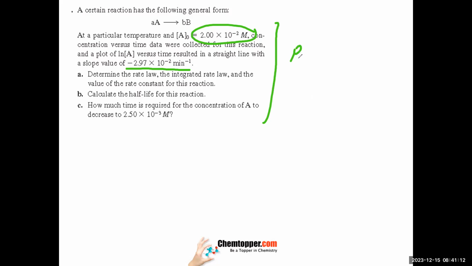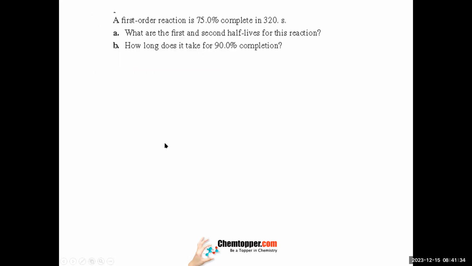But in this rate law, k times concentration of A, time is not there. In this equation, where is time? So when you see your data has initial, final, time, rate constant, it means the question is of integrated rate law. Like here, time is given. They're asking half-life, integrated rate law. They have said first order.